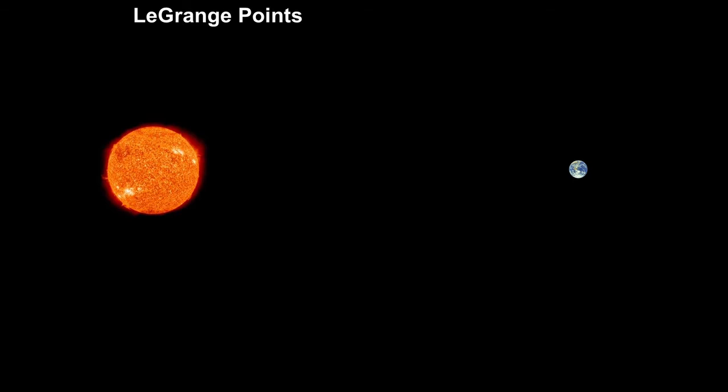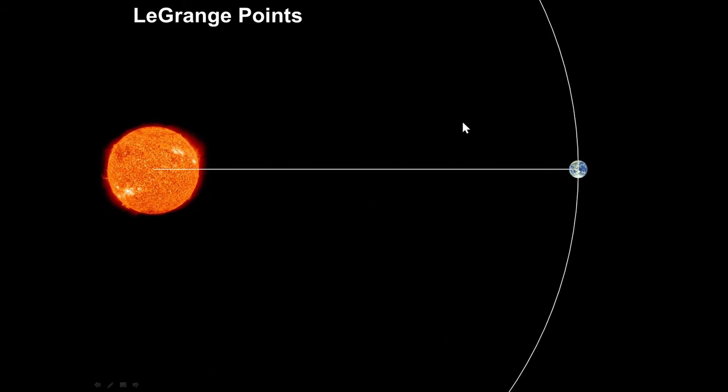All right, now there's something called Lagrange points. A Lagrange point is a position or a location in space where you could place an object and it would be in a stable orbit. It would stay in the same spot between the Earth and the Sun. So if the Earth is orbiting around this path right here, you could place like a big old umbrella there.